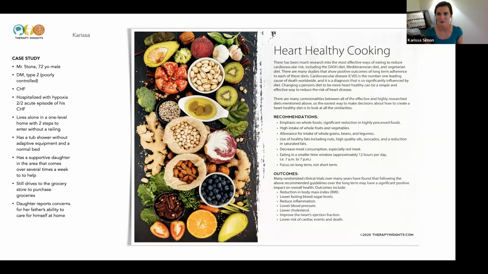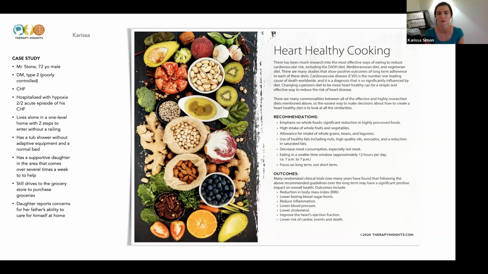So for my resource that I selected to address Mr. Stone's case, I picked Heart Healthy Cooking. It is a 1-page resource and just has some recommendations on what you should be eating for your heart health. And it talks about the research about why you should be eating healthy and the outcomes in some clinical trials and how it has helped people.